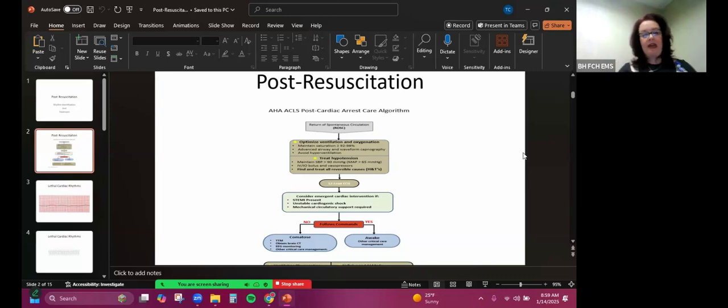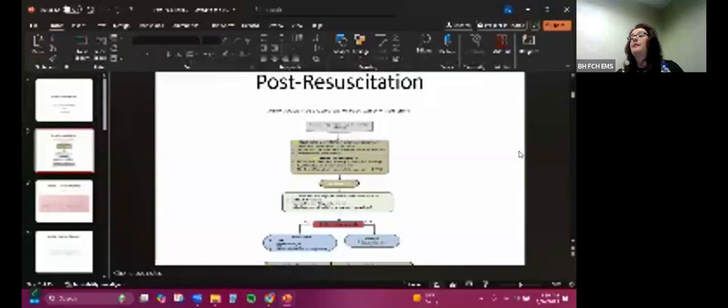So find and treat all reversible causes, your H's and T's. Do we remember our H's? What are they? Okay. Cardiac tamponade.